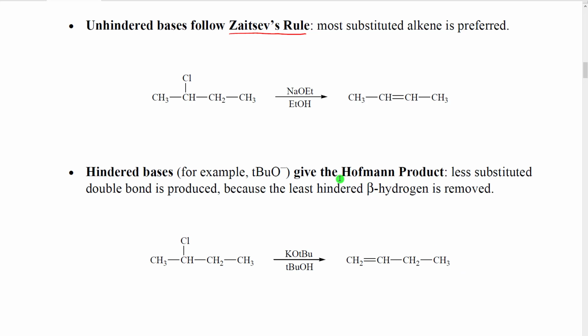So this is called the Hofmann product. The less substituted double bond is produced because the least hindered, i.e. least substituted, beta hydrogen is removed. And so this is the kind of thing that organic chemists really like to explore, because then they have control. Depending on which base they choose, they can put a double bond in one location or in the complementary location.